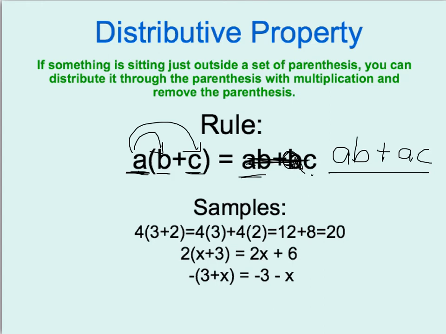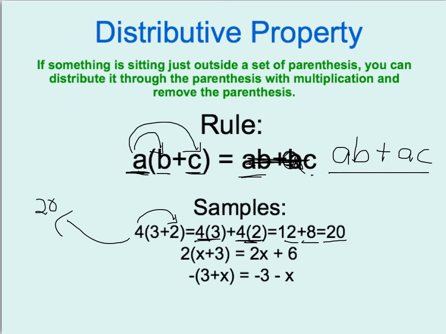All right, example. 4 times (3 plus 2) is the same thing as taking the 4 and multiplying it times the 3, then taking the 4 and multiplying it times the 2. You would get 12 plus 8 is equal to 20. And you can check that over here because 3 plus 2 is 5. 4 times 5 would be 20. So you get 20 either way you go.